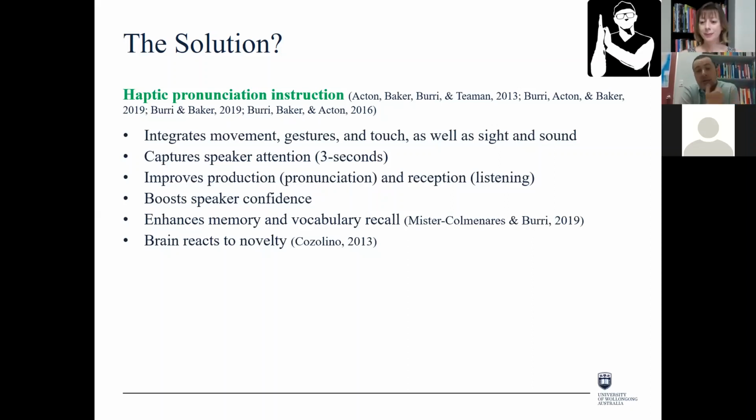It improves production and reception. Speaker confidence is enhanced, so teaching movements and touch translates not only into improved intelligibility, but also speaker confidence. And there is evidence that it may enhance memory and vocabulary recall. Bianca, our PhD student, has a very promising study here, actually published in the Think Tank issue, November 2019, I think. And as Cozolino says, the brain reacts to novelty, so students are keen on learning new things.